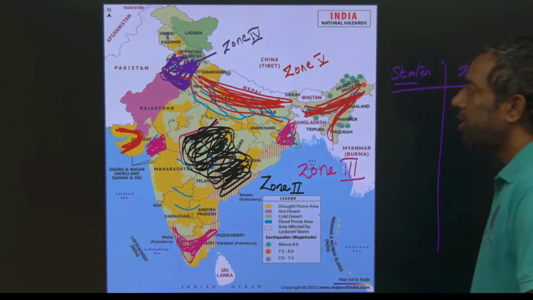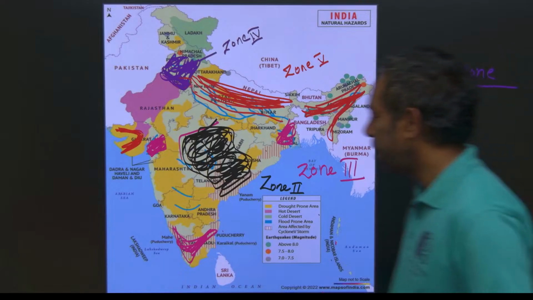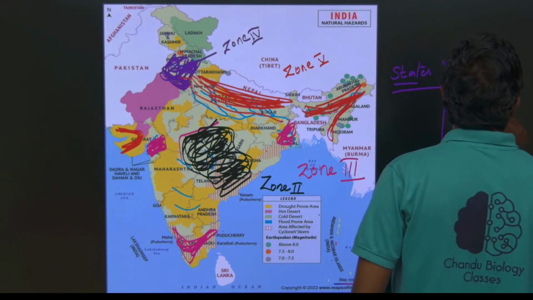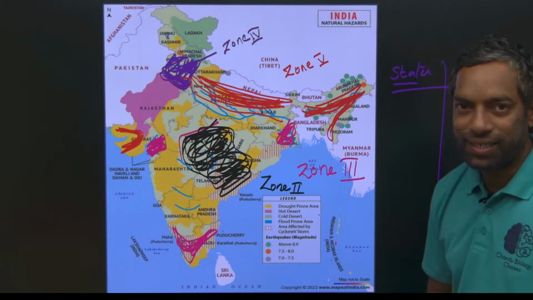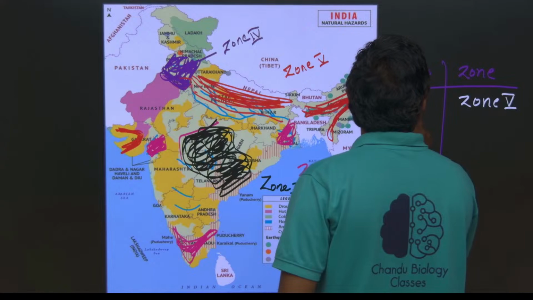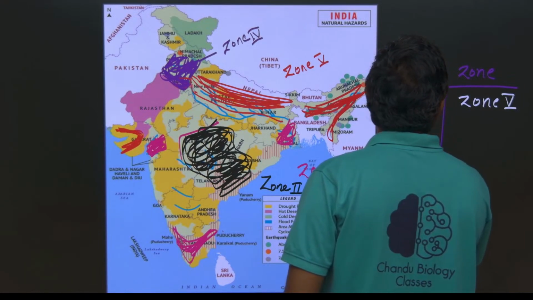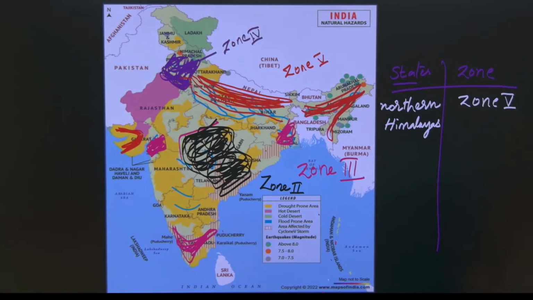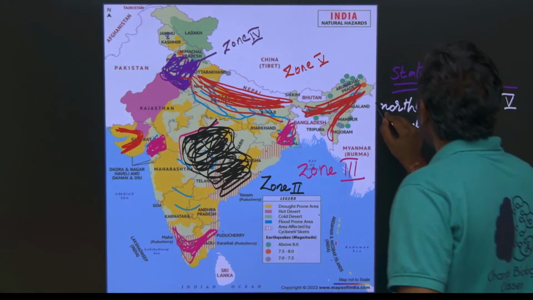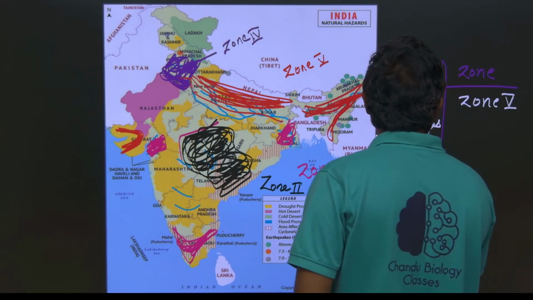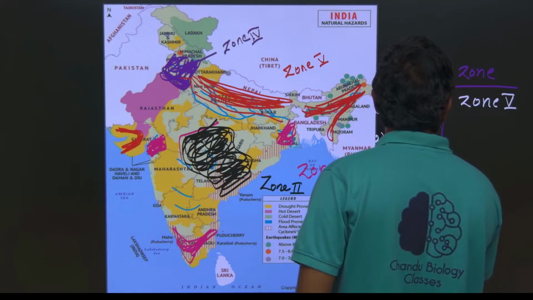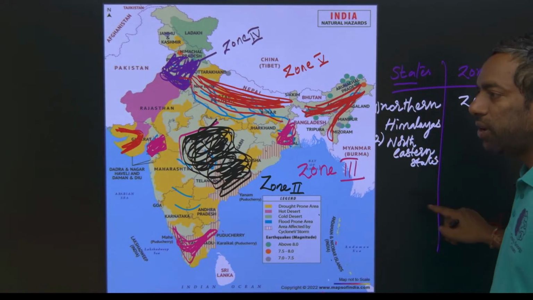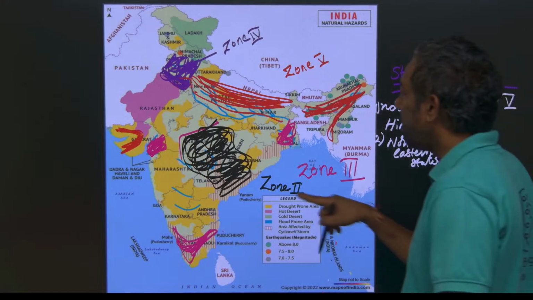Okay, just look into this again. I'm going to explain it. Zone 1 state, zone 1 is zone 5. Zone 5, what are the states? Zone 5: Northern Himalayas, northeastern states, and the Gujarat Kutch area.